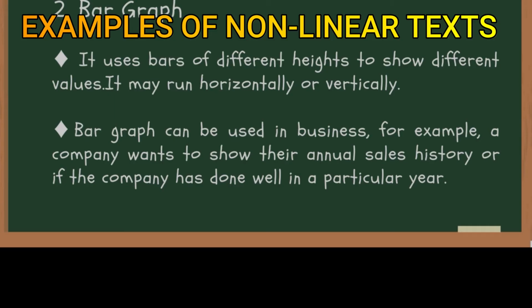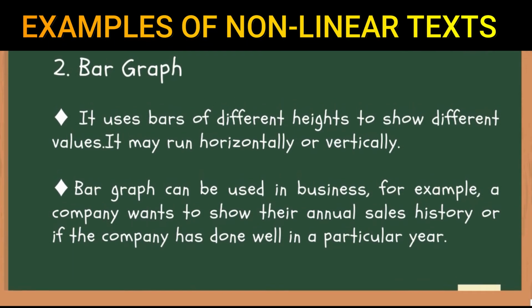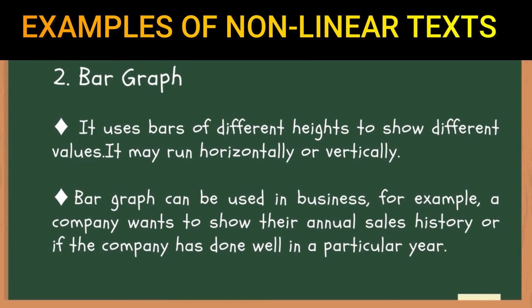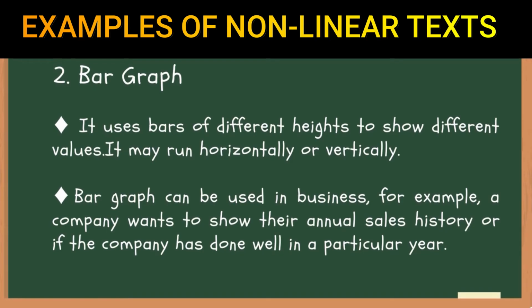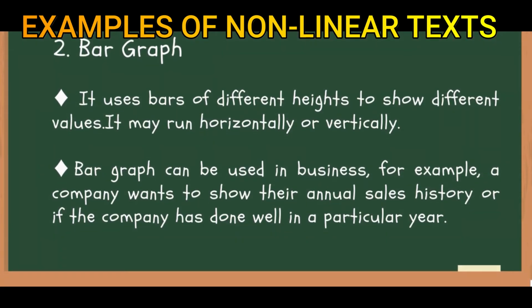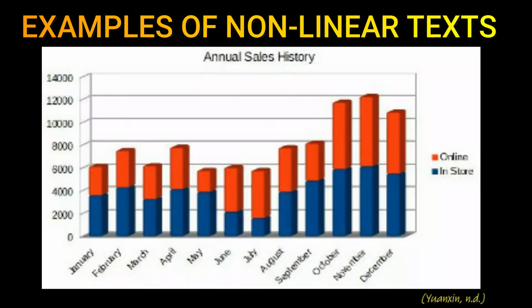Second, we have a bar graph. It works similarly to a line graph. It only differs in the use of bars of different heights to show different values. It may run horizontally or vertically. But the important thing to know here is, the longer the bar, the greater the value. Bar graph can be used in business. For example, a company wants to show their annual sales history or if the company has done well in a particular year.